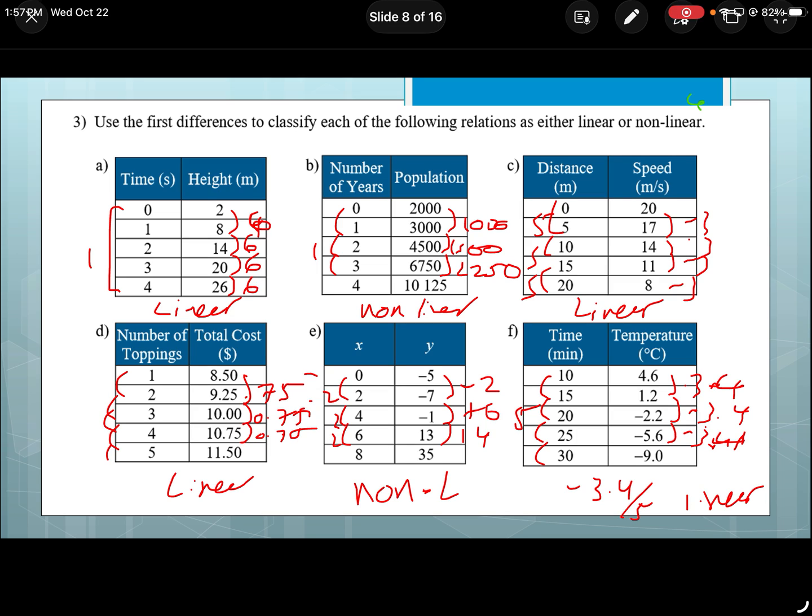Okay, apart from me making silly mathematical errors today, I hope that makes complete sense. And that is how we know if something's linear or non-linear.